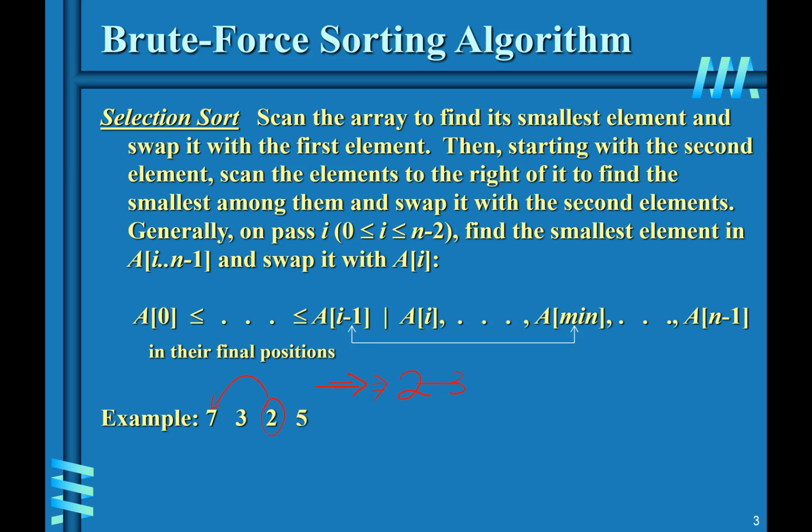With 7, 5, right, we find the smallest one. We fix the smallest one. Then from the remaining ones, we find the second smallest one, and if it's not in its specific position, we swap it with the second element. So 3 will be here, 7 will be here, 5 will be here. This is big step 1, and this is step 2. Then we find the third smallest one and swap it with 7. So this is the third big step. Then the last step we just place the 7.